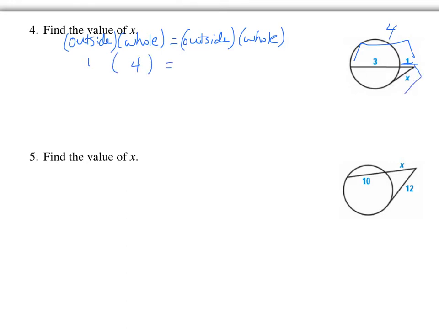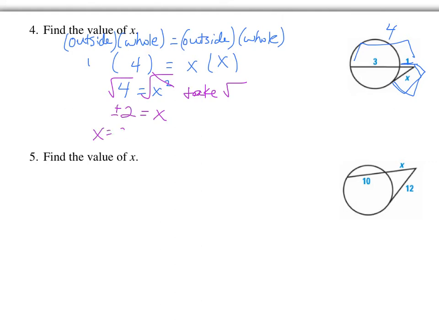The outside in this one is my x, and it's also the whole thing, so I just multiply it by another piece. So now I have 4 equals x squared. So to undo this, I need to take the square root on both sides to cancel out that squared. So I get x equals plus and minus 2. So that means I have x equals positive 2 and negative 2. But if you look over here, I cannot have the negative 2 because I can't have a negative for the length of a side.